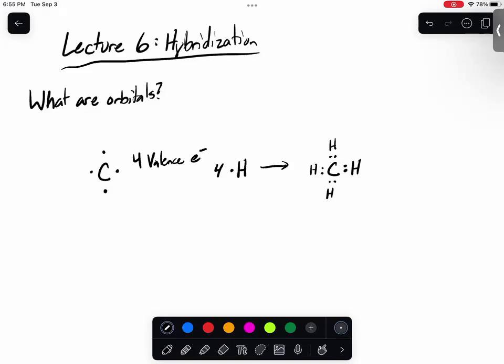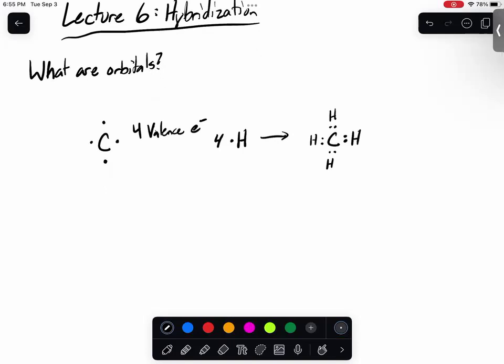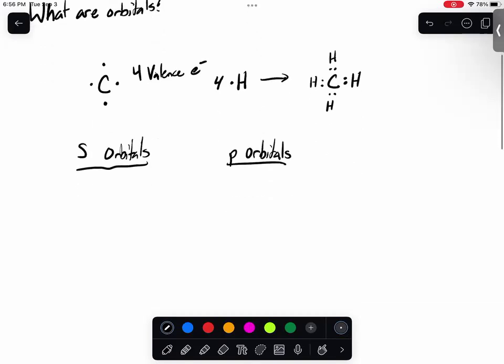And so to understand how that happens, we have to answer this question of what are orbitals. We have two different orbitals that we're going to focus on in this class. There are more as you go down the periodic table, but the most important ones to us are these s orbitals and these p orbitals. So there are two different types of orbitals here, this s and this p. And quite simply, they come from just where the electrons sit around the nucleus.